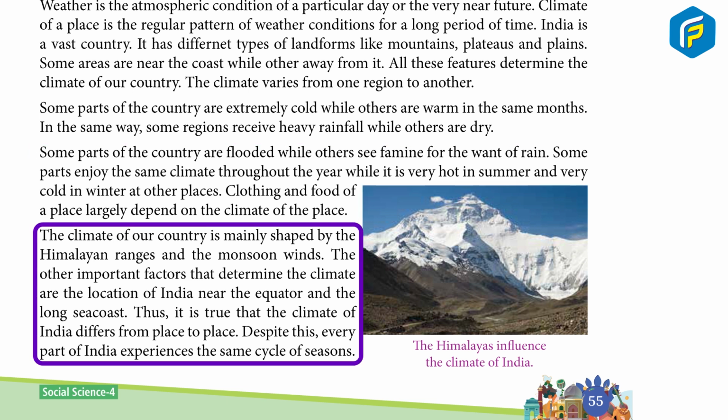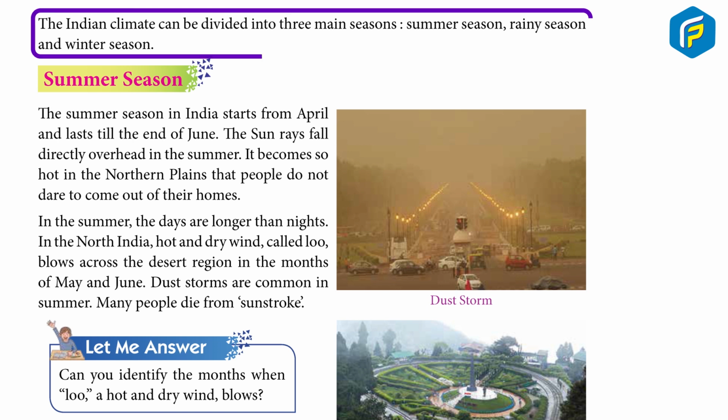The climate of our country is mainly shaped by the Himalaya range and the monsoon winds. The other important factors that determine the climate are the location of India near the equator and the long sea coast. Thus, it is true that the climate of India differs from place to place. Despite this, every part of India experiences the same cycle of seasons. The Indian climate can be divided into three main seasons: summer season, rainy season and winter season.